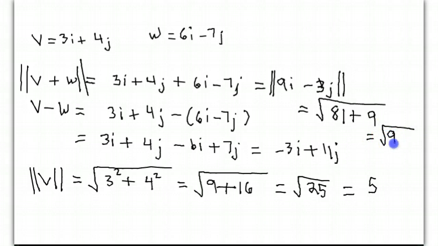So the magnitude of v plus w is equal to the square root of 90. The reason why I wouldn't go any further with this is because when you take the square root of 90, you're not going to get a nice whole number out. You're going to get a decimal. So in that case, you can either simplify the square root, which we did earlier, or you can just leave it as square root of 90.